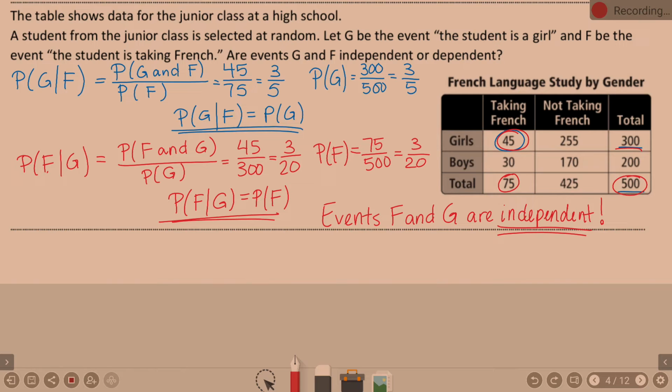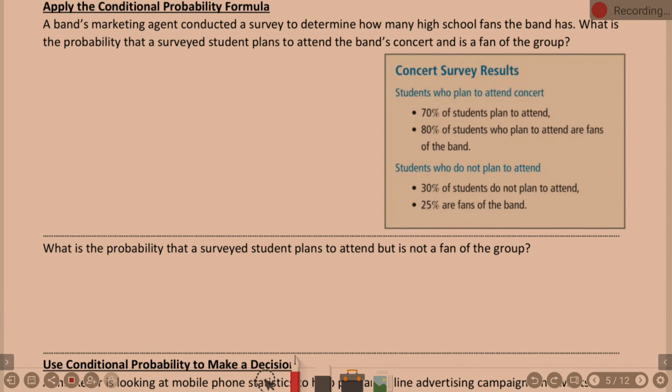Okay. As you look at the next page, it talks about applying the conditional probability formula. So using that formula there that we've been using. A band's marketing agent conducted a survey to determine how many high school fans the band has. What is the probability that a surveyed student plans to attend the band's concert and is a fan of the group? Now, you have a chart of gathered information here, yes?